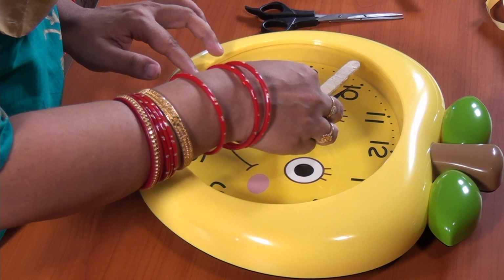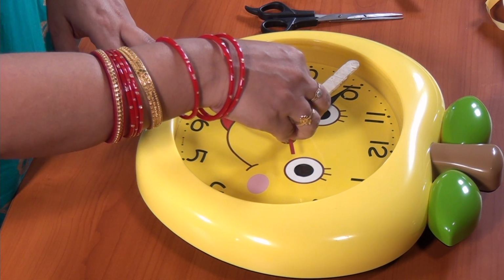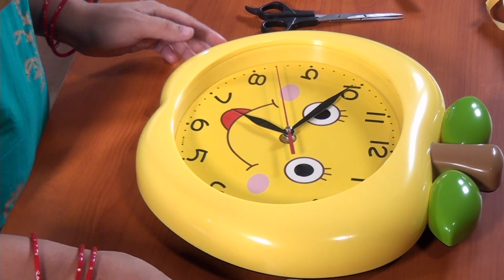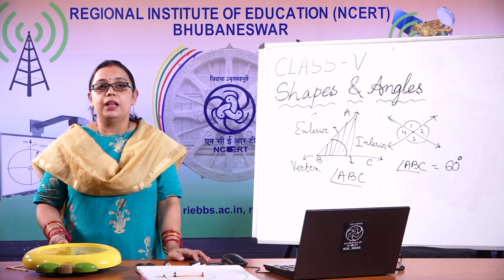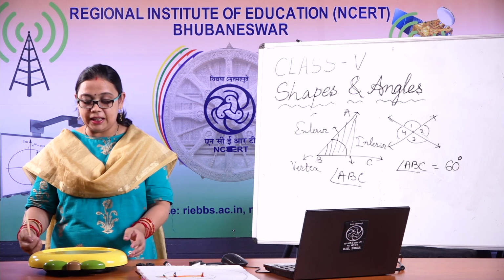See, now the hands of the clock are making a right angle. What time is it? It is 6:50. So like this you can experiment at home with angles and enjoy.